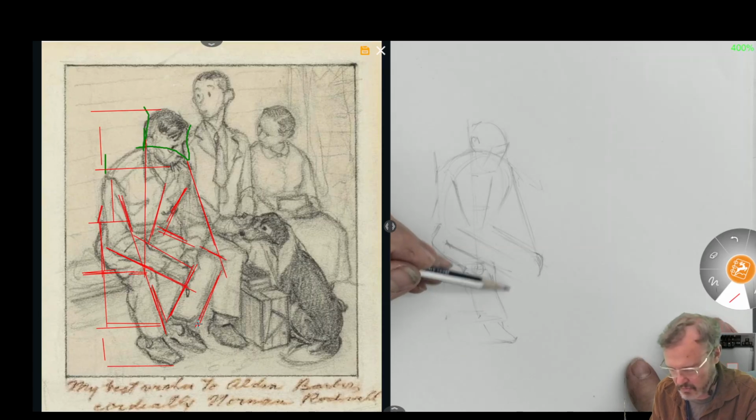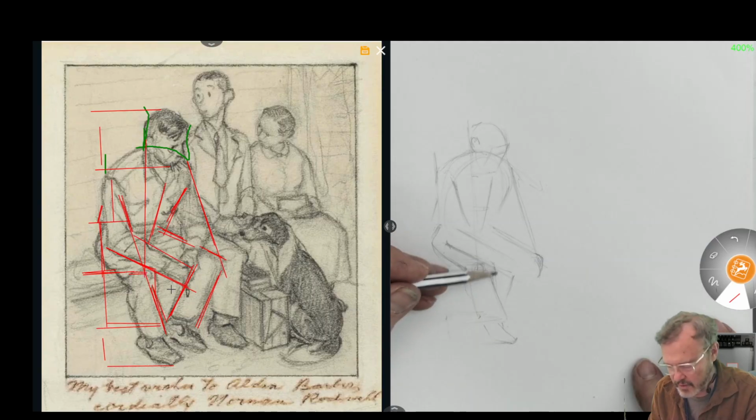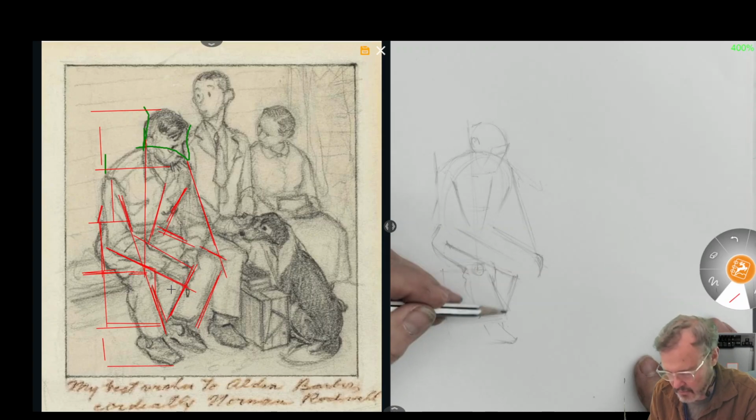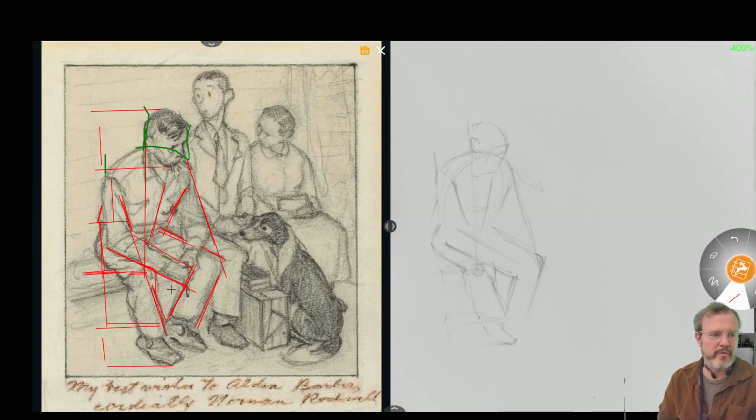So to get this right, you might want to lean on analyzing this negative space. See that negative space between the legs? You draw that shape correctly, it's going to set you up for getting the angle of the leg correct.